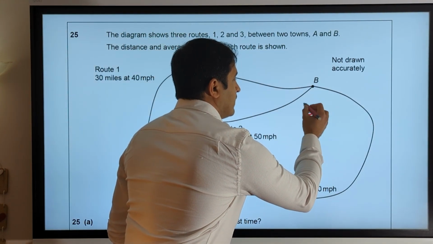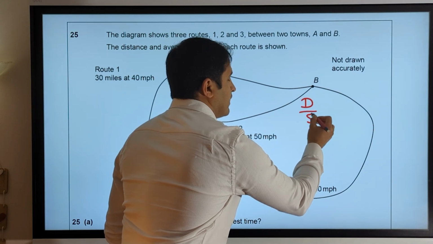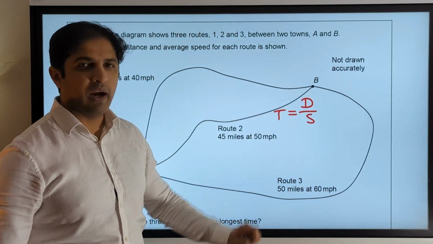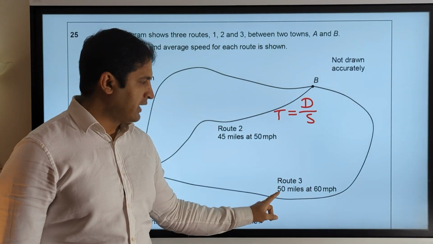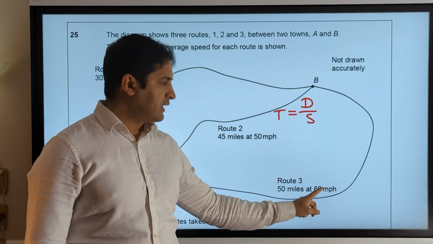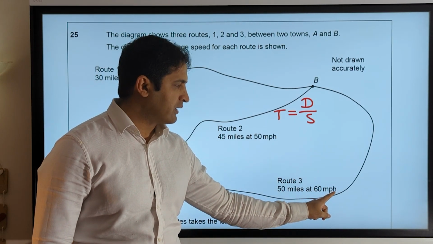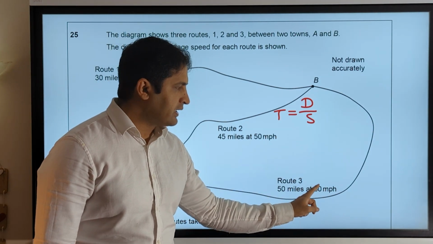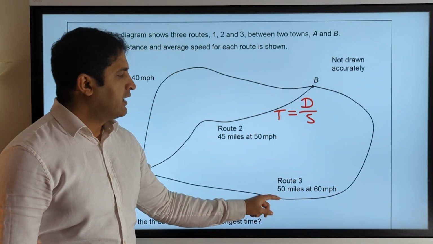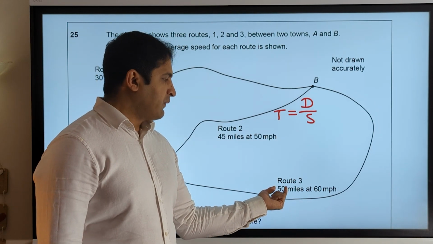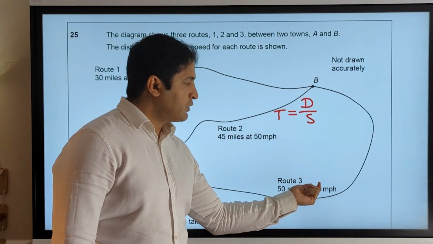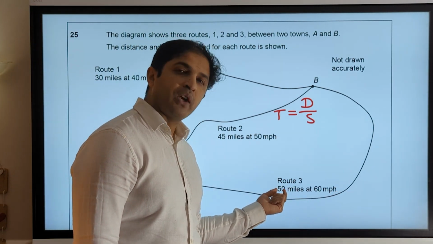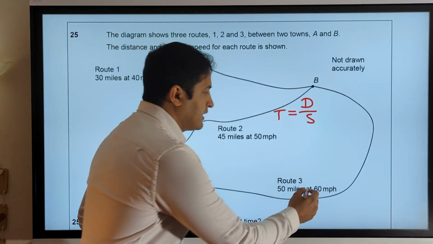Speed, distance, and time. So time comes from distance divided by speed. So I can do that very quickly. If you're traveling 50 miles at 60 miles per hour, okay, that's your speed, miles per hour, 60 miles per hour. Then you're going to be taking 50 minutes to travel 50 miles. So if you're traveling 60 miles in 1 hour, so 60 miles in 60 minutes, so you travel 50 miles in 50 minutes. So that's the easiest one.